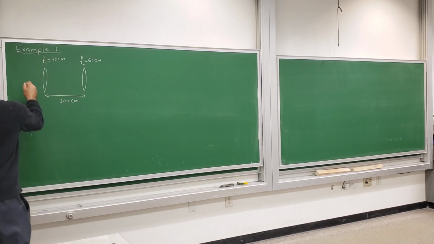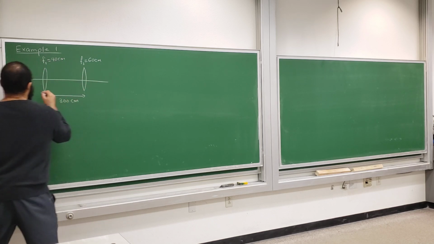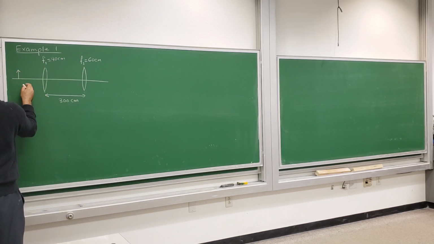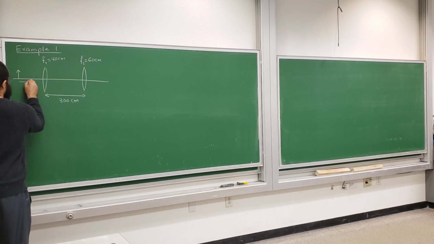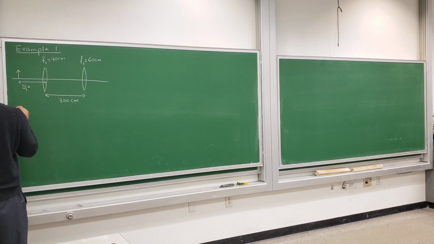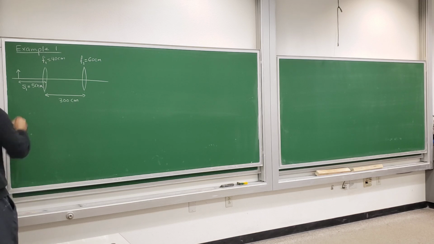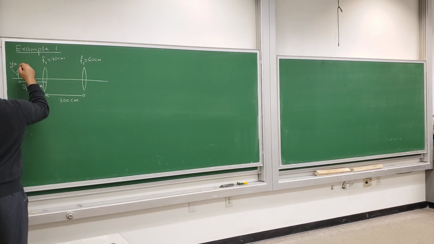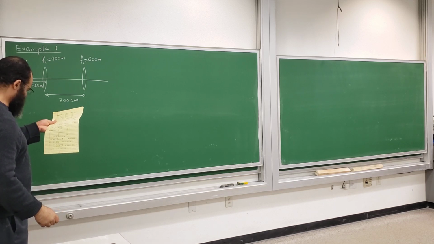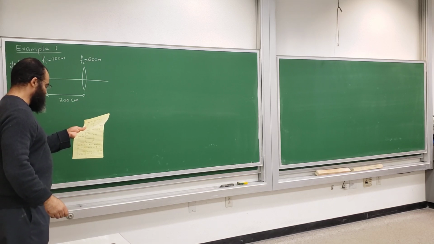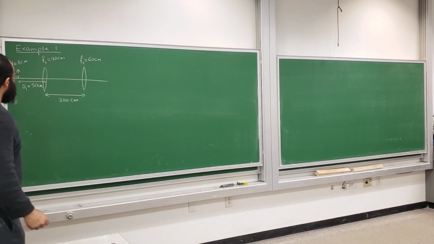Okay. We're going to place our object a distance here, and that distance is going to be the distance from this lens. So this is S1, and that object distance is going to be 50 centimeters. Our object will have a height y equal to, let it be 8 centimeters.